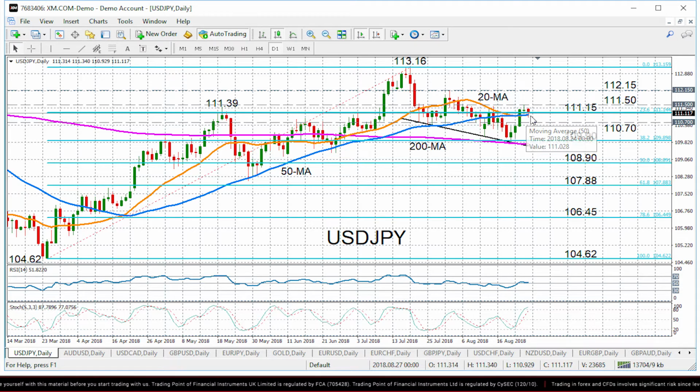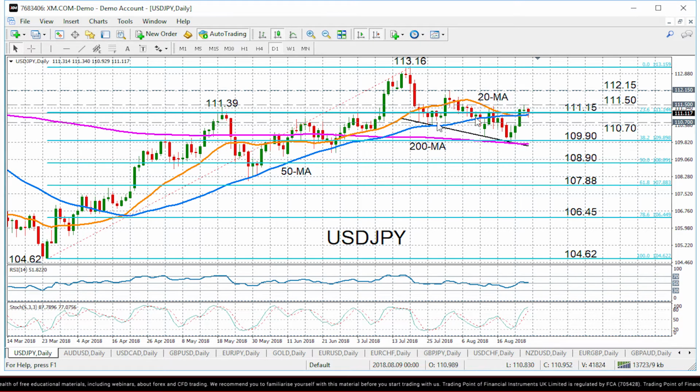To the downside, if we do see prices breaching the 50-day moving average, the next support will likely come from around 110.70. That's a previous congestion area. Below that, we have the 38.2% Fibonacci at around 109.90. That's also near the 200-day moving average and near the near-term descending trend line. If we do see prices breaking below that downwards trend line, we could then see prices targeting the 50% Fibonacci retracement around 108.90.